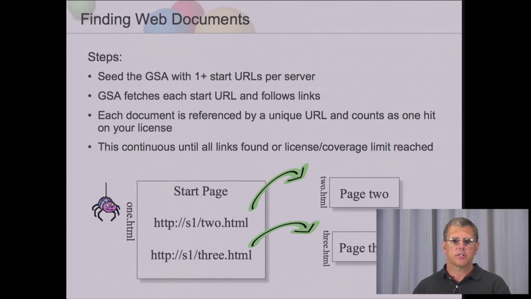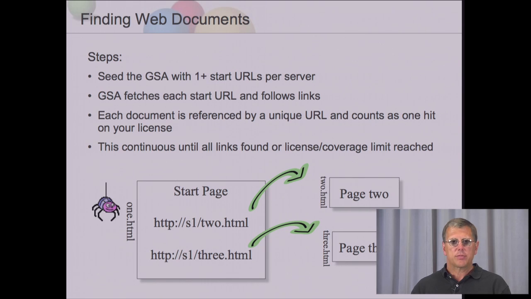If there are documents that are orphaned off on their own, don't have any links to them from this start page, you'll have to either include them with their own start page or put them in a jump page, link to them in a jump page, and then include that as a start pattern. But we will use one pattern at least per server. Next, the Search Appliance will fetch each of the start URLs and then follow all the links. It will open those documents, look for other links to documents, and include those as more links to follow.